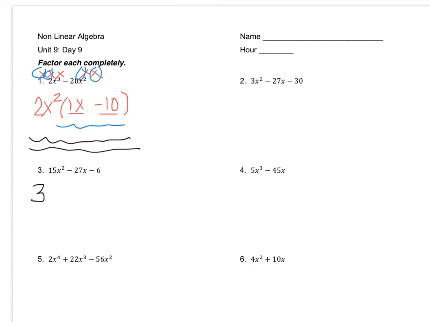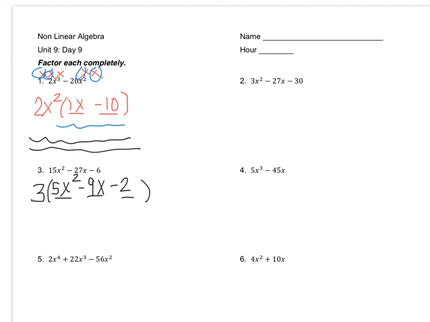Can I take any x's out? I only have 2 in the front, I have 1 in the middle, and I have none on the end. So I do not have x's in all terms, so I cannot factor out any x's. So I need to fill in 3 spots. 15 divided by 3 is 5. I need to leave my x squareds. Negative 27 divided by 3 is negative 9. I have to leave my x. And then negative 6 divided by 3 is negative 2.